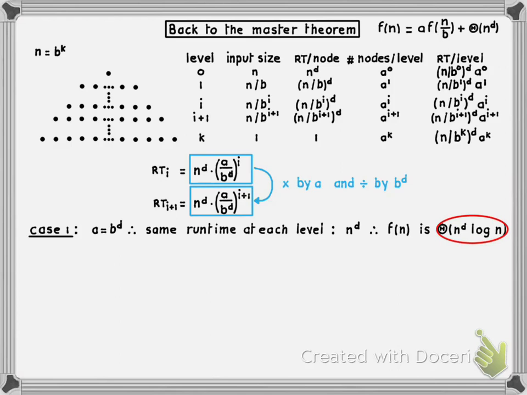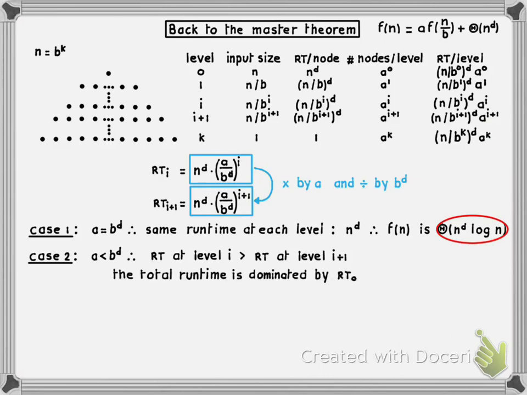The next case of the master theorem we're going to consider is when a is less than b to the d. So what happens to the runtime when we go from level i to level i plus 1? Well, we're multiplying by a, but we're dividing by a greater number. So overall, the runtime goes down from level i to level i plus 1. And so what happens in this case is that most of the runtime is concentrated on the first level, because every time we go down one level, the runtime goes down. In other words, the overall runtime of the algorithm is dominated by the runtime at level 0.